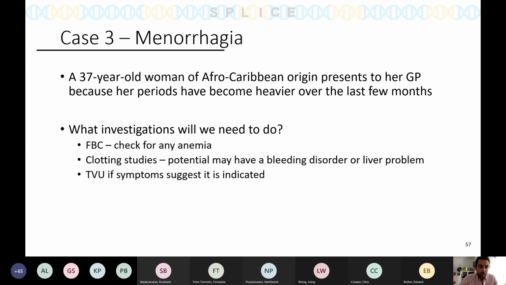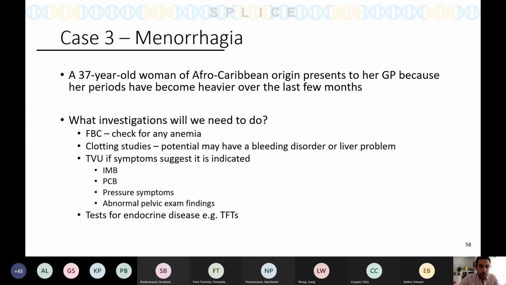And then transvaginal ultrasound, if it's clinically indicated given the history. You want to be doing that to rule out fibroids or potentially something else more sinister. Nice. Okay, oh yeah, I did include tests for endocrine diseases. Okay, fine.